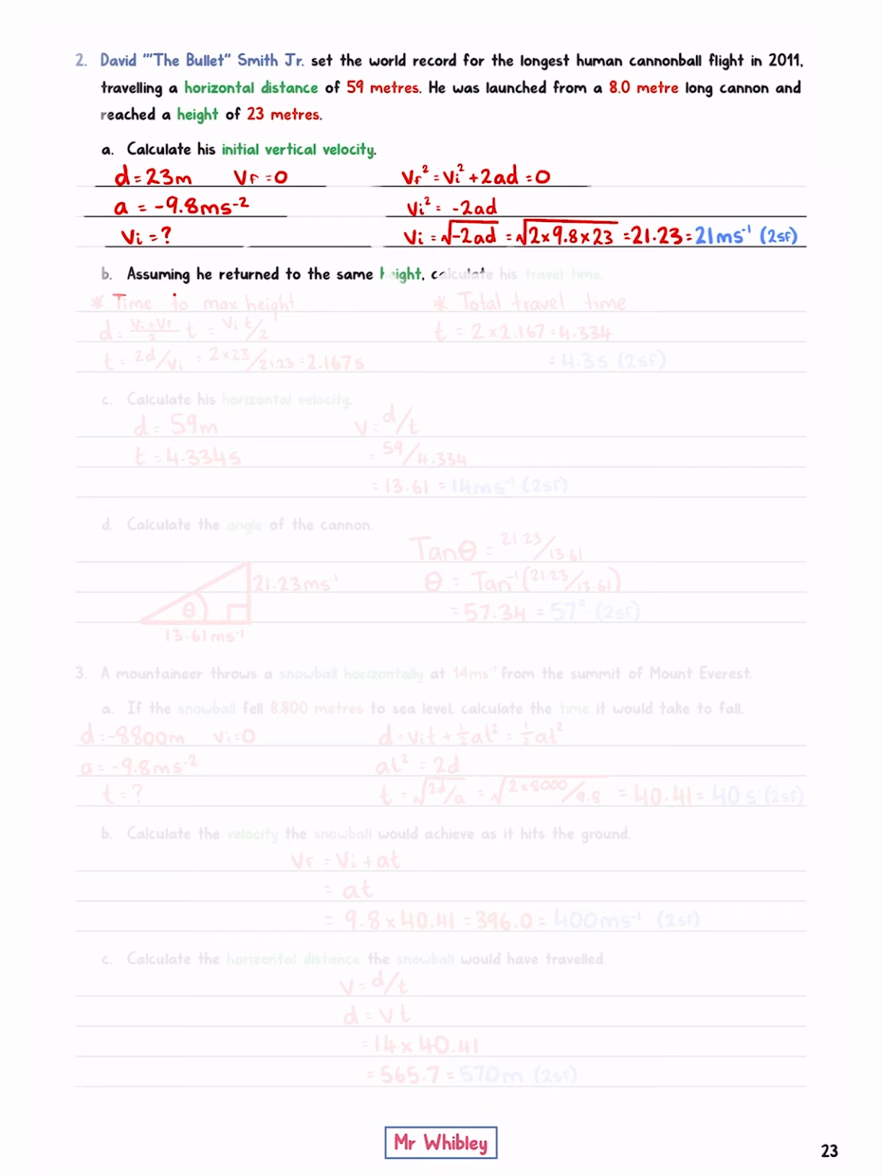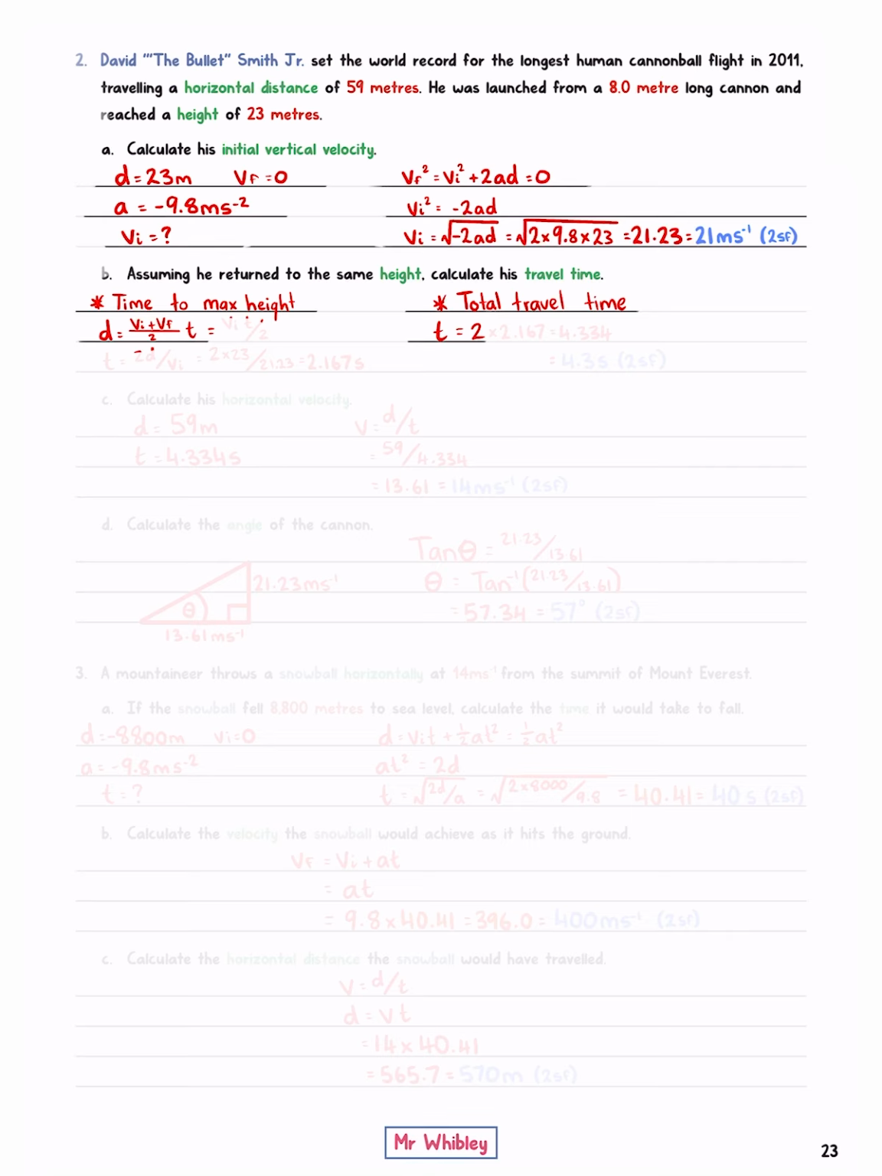Assuming he returned to the same height, calculate his travel time. For this, we need to find the time it takes for him to go to his maximum height, and then we're going to double it to find our total time. To do so, I'm going to use this equation here, and once again consider only the vertical motion.